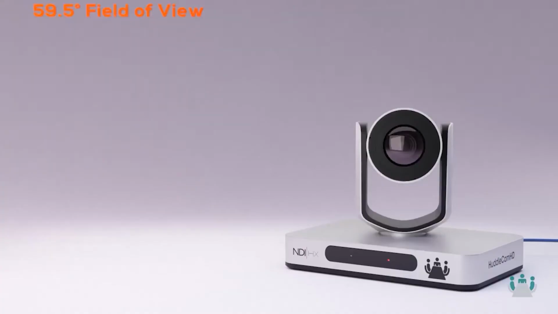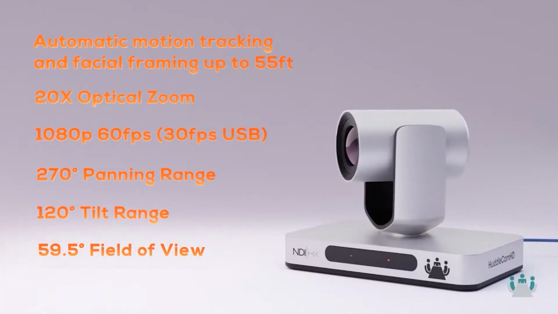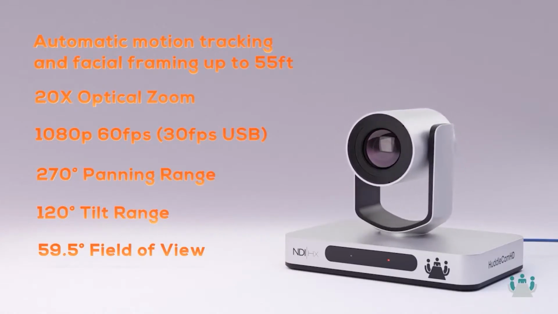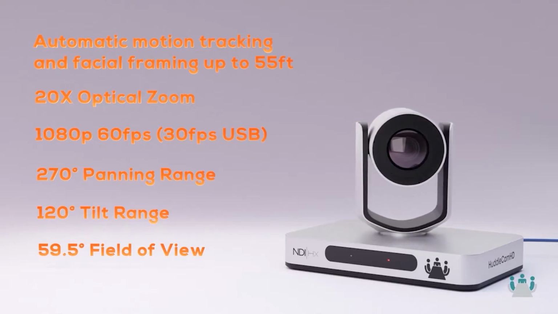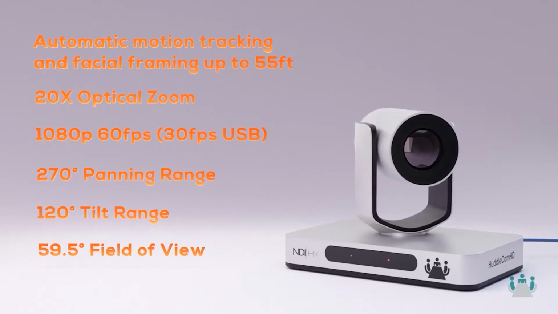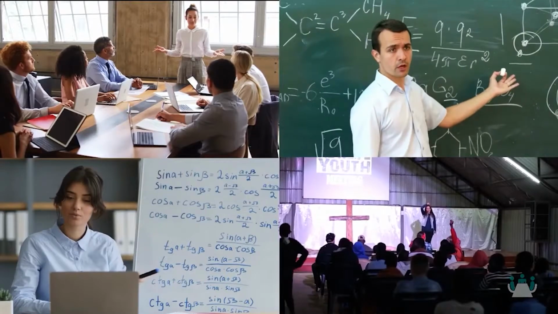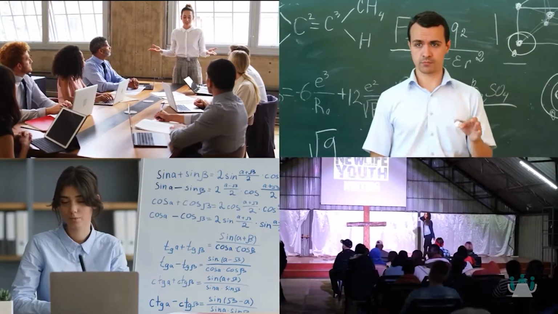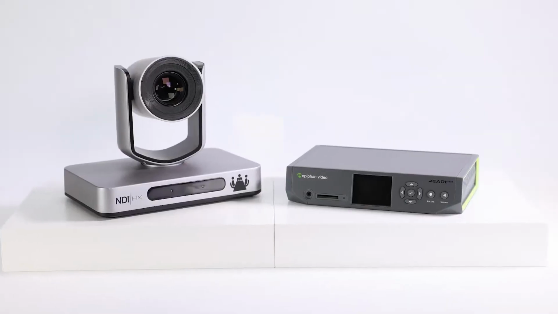The HuddleCamHD SimplTrack Lite is an auto-tracking camera system that can be set up to follow presenters from up to 55 feet away. The SimplTrack Lite features a powerful 20x optical zoom, allowing you to capture close-up views of important areas, such as whiteboards and demonstration tables, all in 1080p quality for your videos.